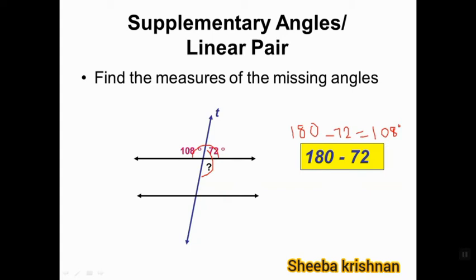Or see, here it is 108, it is given. So these are vertically opposite angles. So if it is 108, this is also 108.